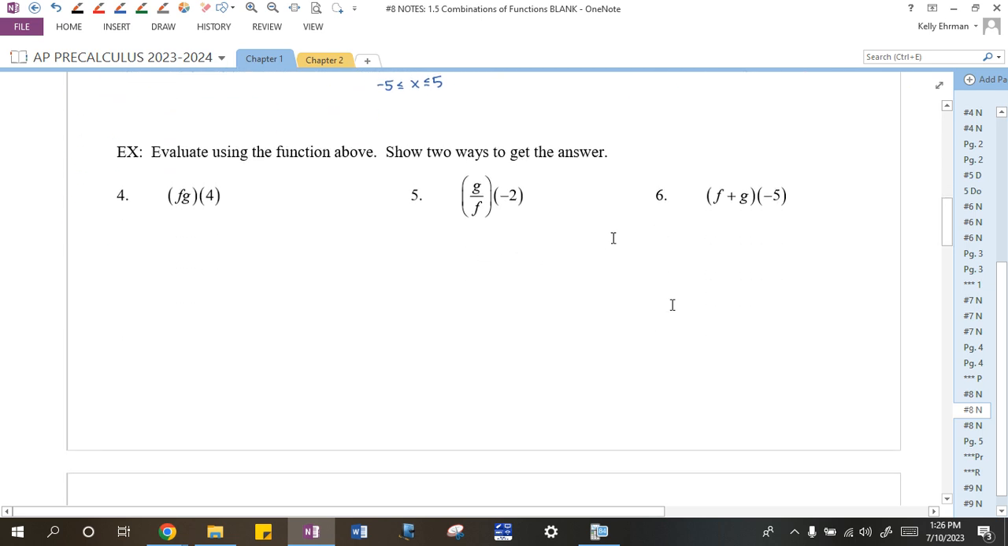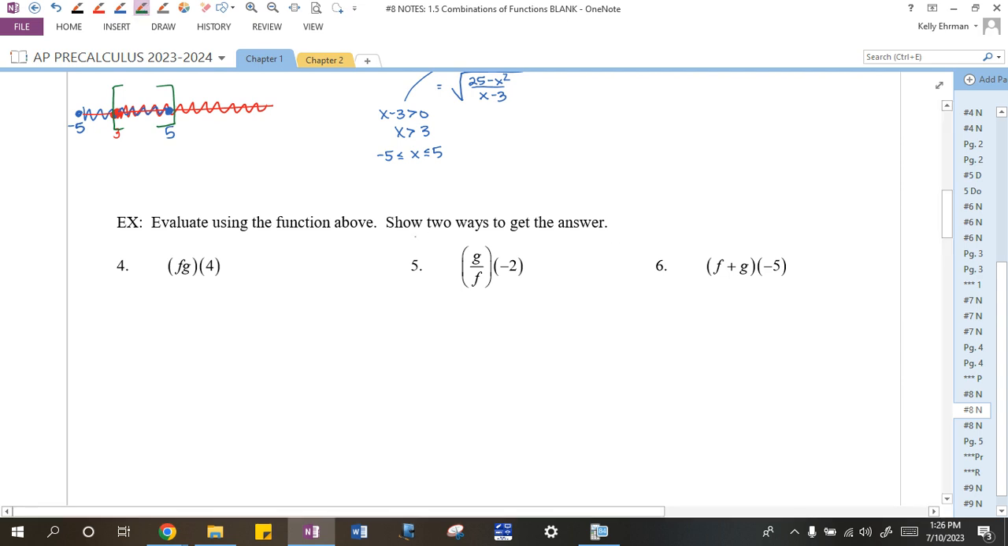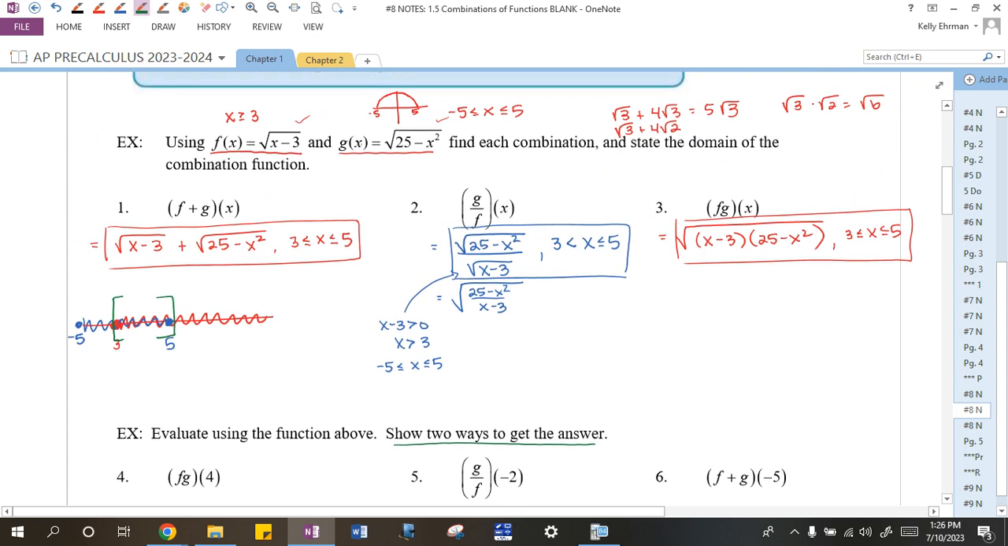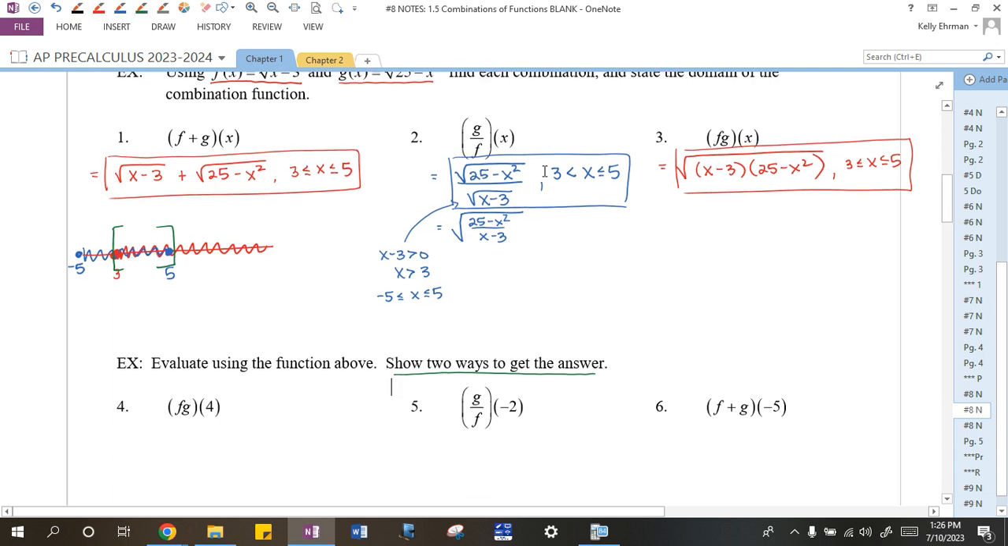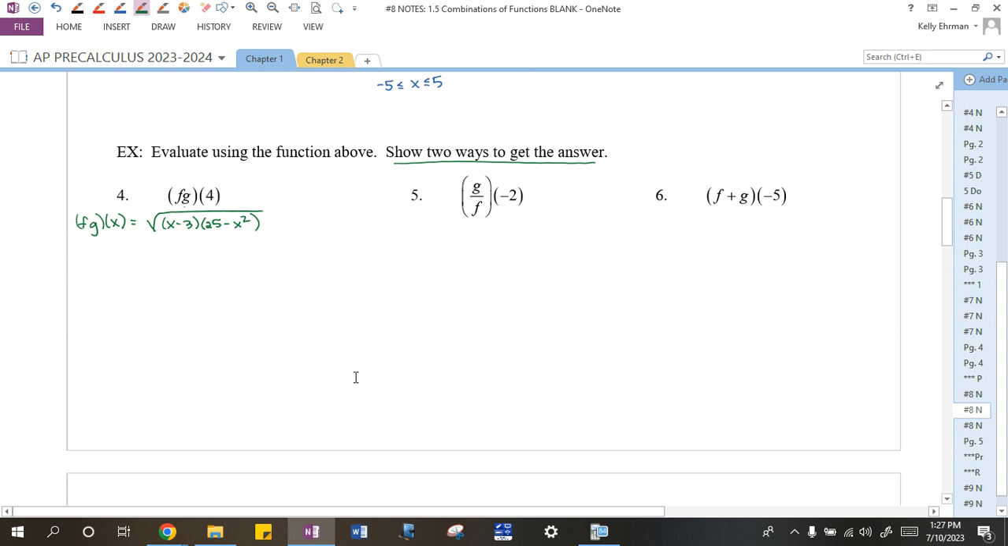Evaluate using the function above. Show two ways to get the answer. So I prefer one way over the other. I'm going to show you both just to kind of show you what's going on. So use these same f of x and g of x and show two ways to get the answer. So one way to get the answer is you've gone through the trouble of finding f times g of x. It was the square root of x minus 3 times 25 minus x squared.